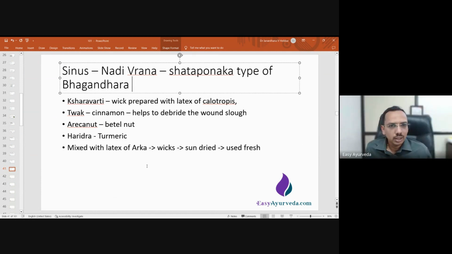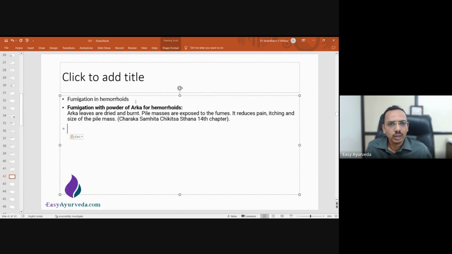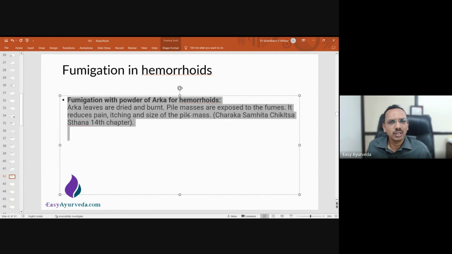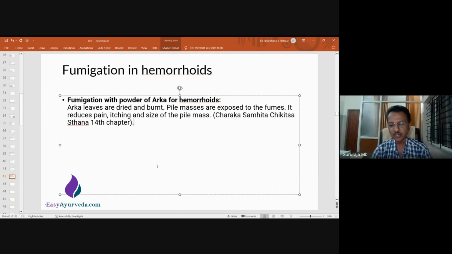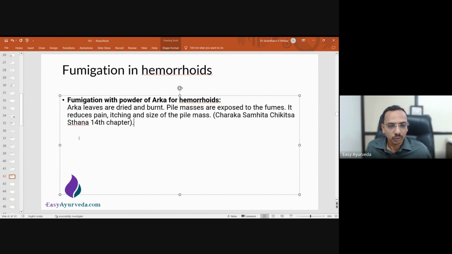Yes, interesting is that there is also a fumigation mentioned by Acharya Charaka himself with the leaves. I think this can be easily practiced. Alkalis are dried and burnt, and hemorrhoid masses are exposed to the fumes. It reduces pain, itching, and size of the pile. Definitely, it works and it is practicable. Yes, and so Dhupana is one of the interesting use cases of this Alaka.